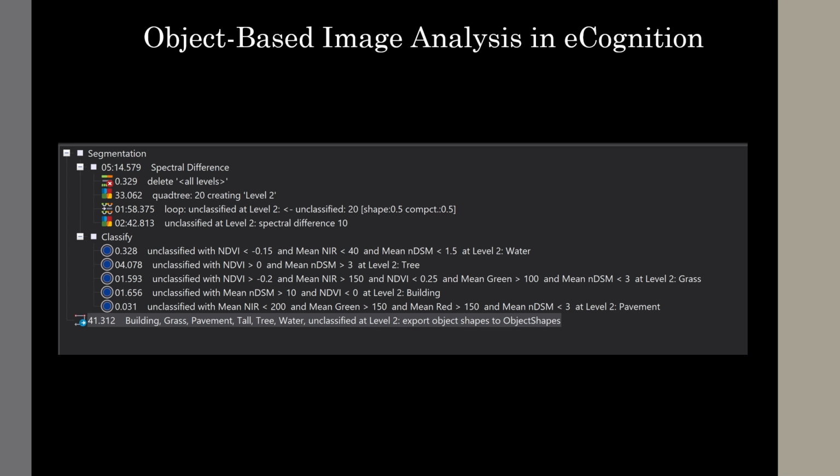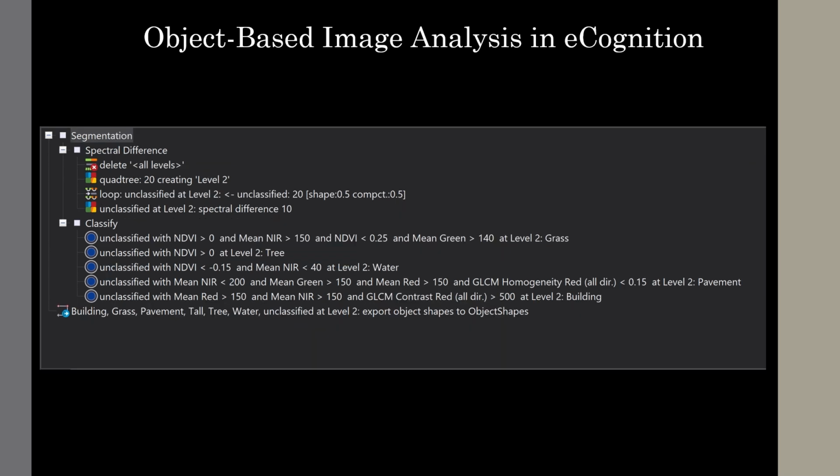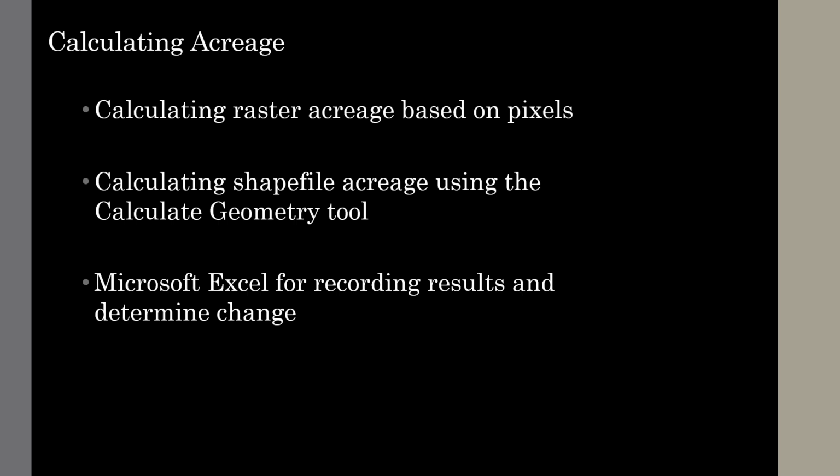The spectral difference segmentation is the same as the previous classification. And finally, here is the process tree for the 2019 NAPE imagery. Like the process tree for the 2004 imagery, it focuses on the NDVI values to try and separate vegetation from impervious surfaces. Calculating acreage for each of the classified outputs depended on the method.